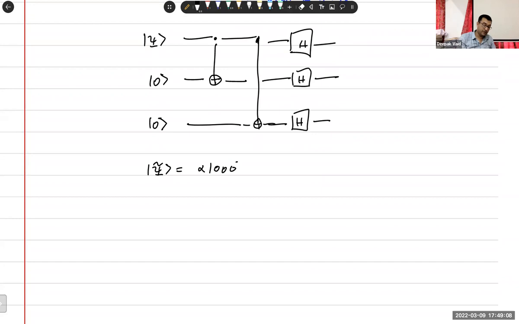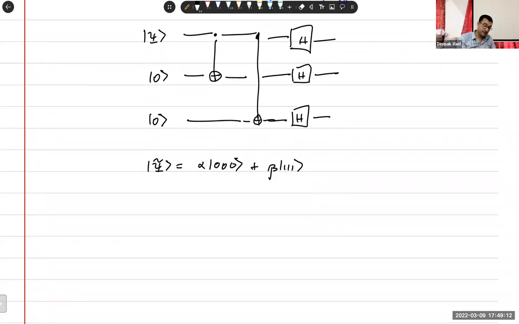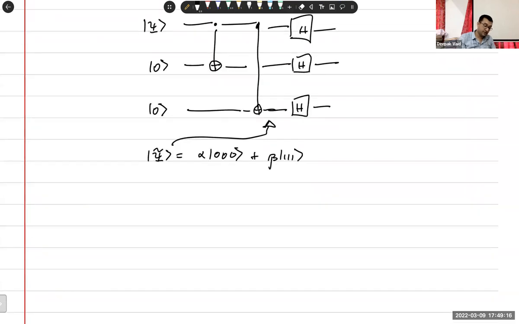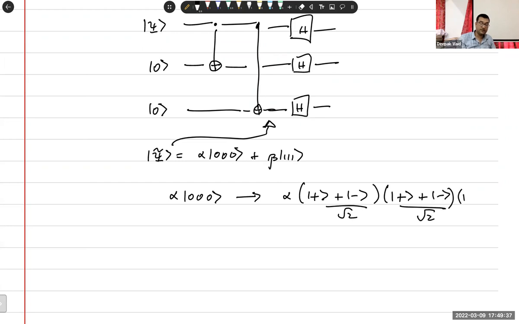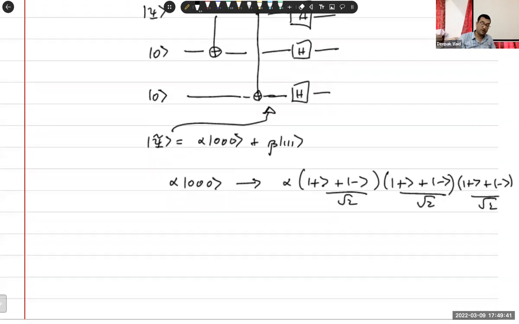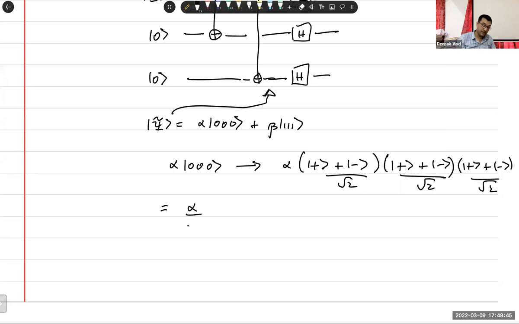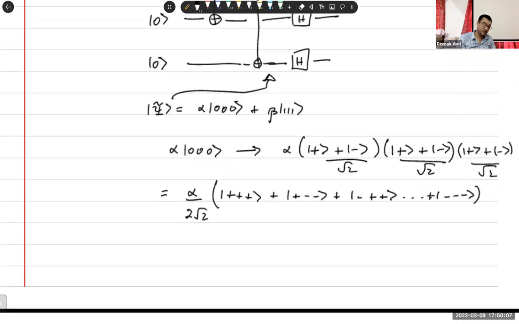Well, you end up with this state at this stage, after the first two CNOT gates. And then when you apply Hadamard, what happens? Alpha 000, for instance, goes to alpha by root 2, so you replace each 0 by a superposition of plus and minus states, like this. And so what will you get? You'll get alpha by 2 root 2 times plus plus plus, plus plus minus, and so on. There'll be 8 of these, so you are getting all of the permutations of the plus and minus states. This is what happens to alpha.